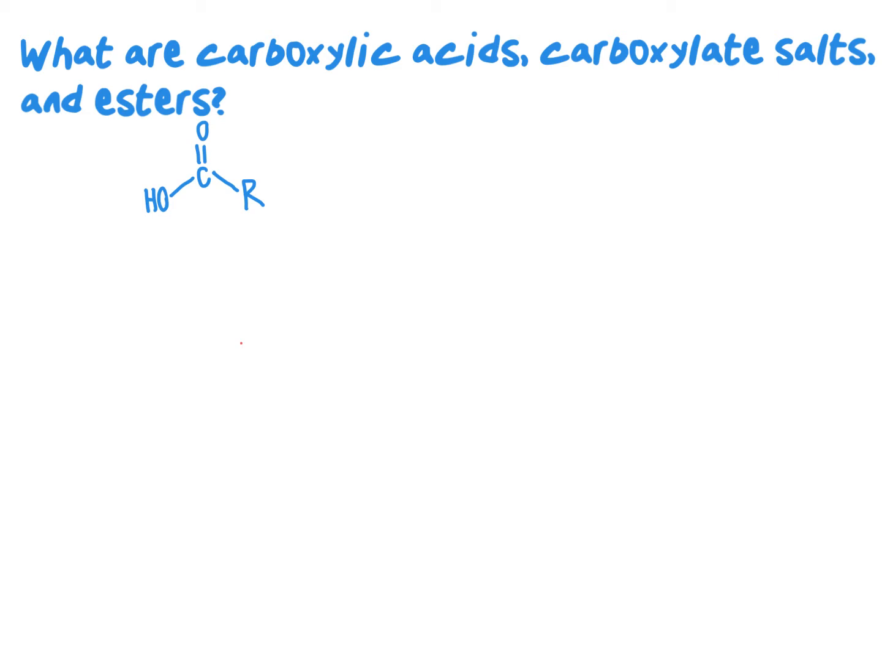Starting with carboxylic acids, they are required to have a COOH group. We see in this molecule here, this group that I'm circling in pink is our group that's required for the molecule to be referred to as a carboxylic acid. If we want to just refer specifically to the COOH group, I will refer to that as a carboxy group.